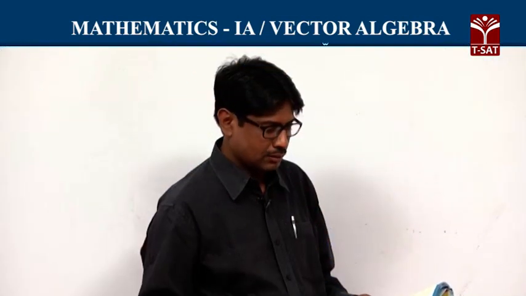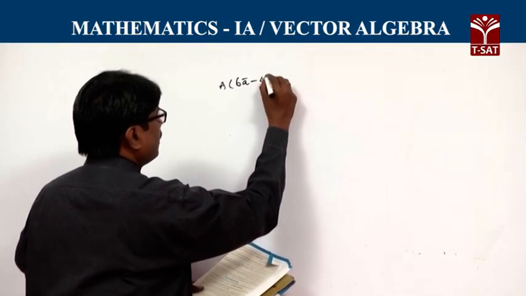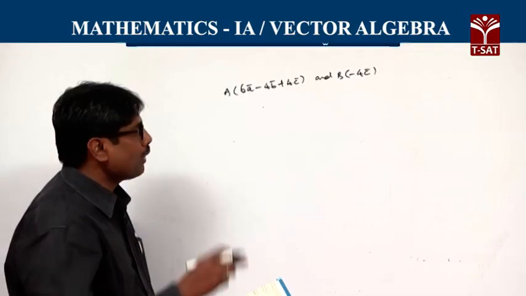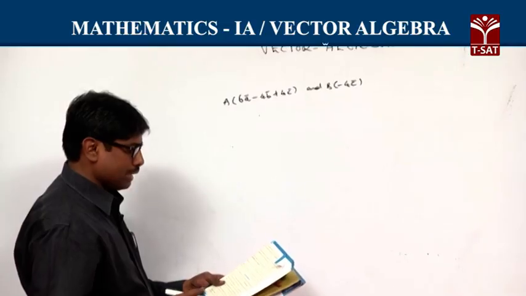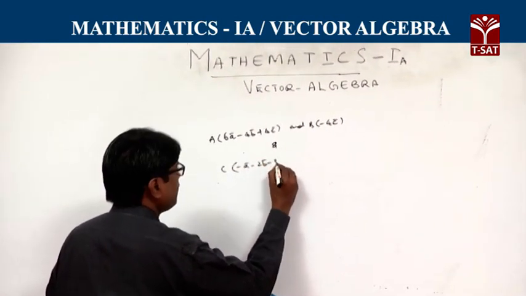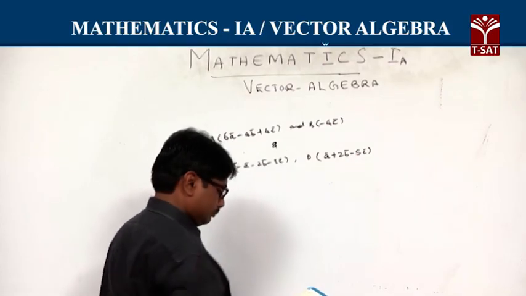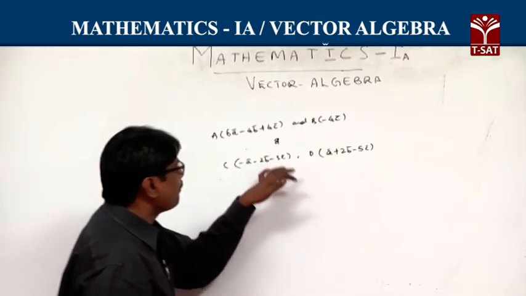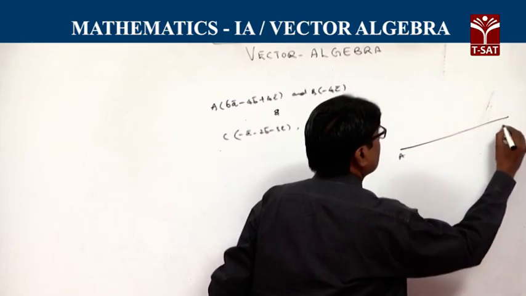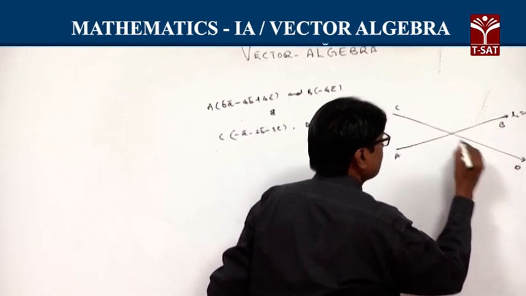Find the point of intersection of the line joining the pair of points A, which is 6A bar minus 4B bar plus 4C bar, and B, which is minus 4C bar. We are finding the point of intersection of two lines: a line passing through AB and another line passing through CD, where C is minus A bar minus 2B bar minus 3C bar, and D is A bar plus 2B bar minus 5C bar. This is line AB and this is line CD. We are going to find their point of intersection, L1 equal to 0, L2 equal to 0.